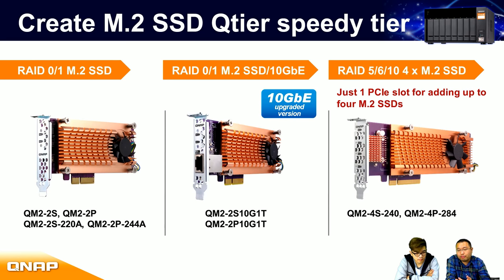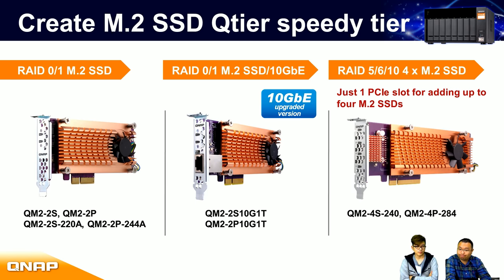So speaking of the QM2 cards, here is more information on what you can do with them. With these QM2 cards, you can create RAID 0, RAID 1, SSD cache or Qtier with a 2-port version. But if you choose the upcoming 4-port, quad-port version, then you can create even better RAID 5, RAID 6, RAID 10, for speed or for extra protection with those 4 SSDs. Again, it will need to occupy one of the PCIe slots on the TS-832X.